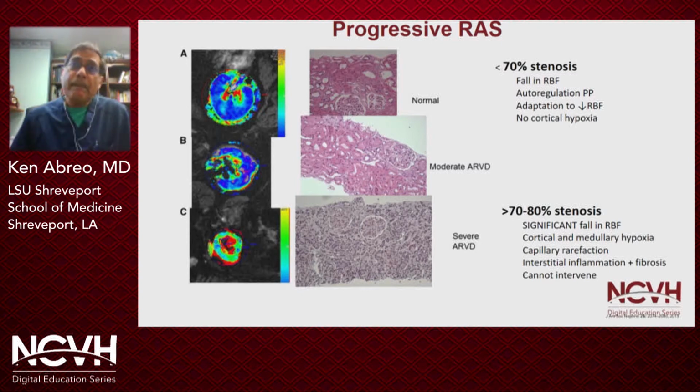If the stenosis becomes severe, as shown in this slide, when it advances beyond 70 to 80% stenosis, there's a significant fall in the renal blood flow, and that leads to cortical and medullary hypoxia, capillary rarefaction, interstitial inflammation and fibrosis, and the kidney basically becomes really small and shrunken. And at this point, even correcting the stenosis will not bring back kidney function. And this is an important point when you are deciding on therapy.